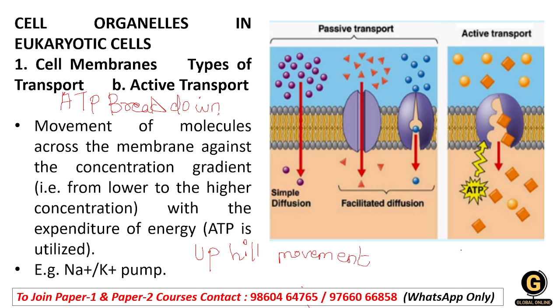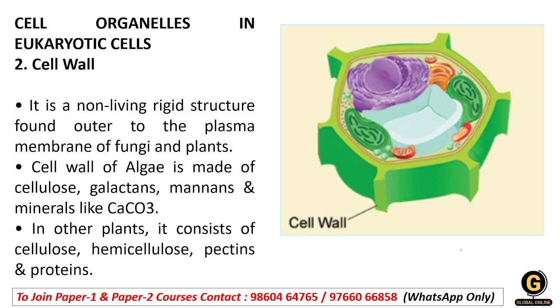Is it clear about everything? Clear about the plasma membrane? Now let's see about the cell wall. What is the cell wall? It is a non-living rigid structure, found in plant cells, and it is made up of cellulose. In plant cells, what is the cell wall made of? Cellulose, hemicellulose, pectins and proteins.